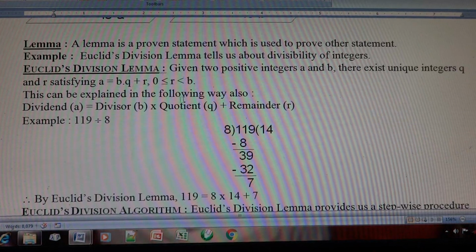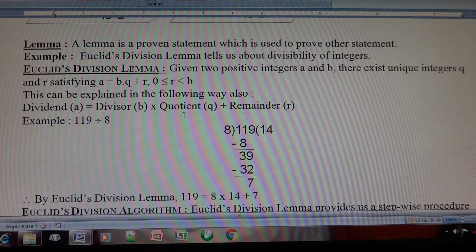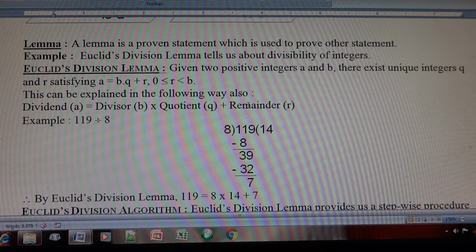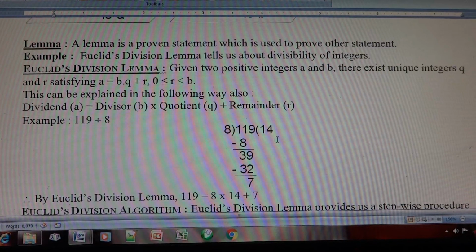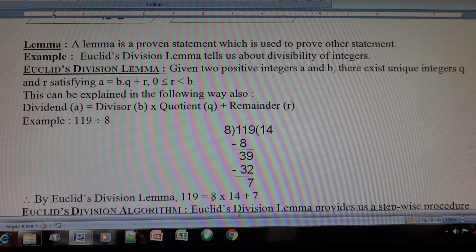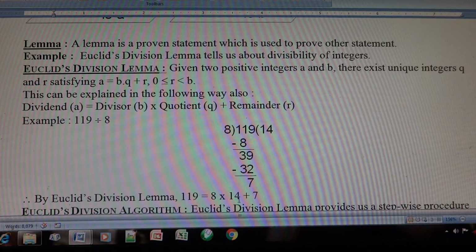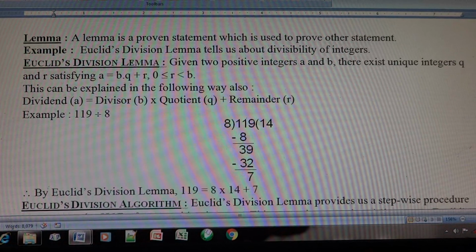This can be explained in the following way, as you have learnt in division algorithm. Dividend equal to divisor into quotient plus remainder. Here a is dividend, b is divisor, q is quotient and r is remainder. The example is divide 119 by 8, we will get quotient as 14, remainder as 7. So by Euclid's division lemma, dividend is equal to 119, that is a, divisor is equal to 8, that is b, quotient is 14, that is q, and remainder is 7, that is r.